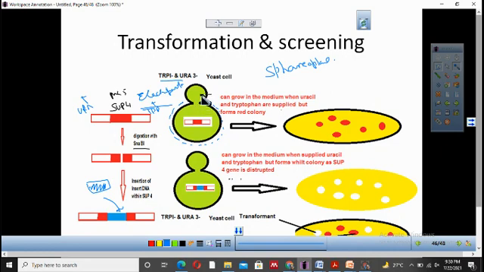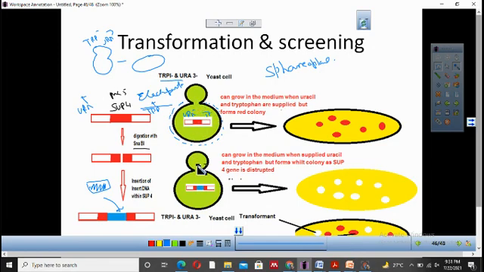So this is the TRP minus, and this is URA3 minus. In minimal medium they won't form colonies. But if the vector gets inside, then it bears URA plus and also TRP plus. So it will compensate in the minimal medium because it will synthesize the enzymes for uracil biosynthesis and tryptophan biosynthesis, and the colony will grow.